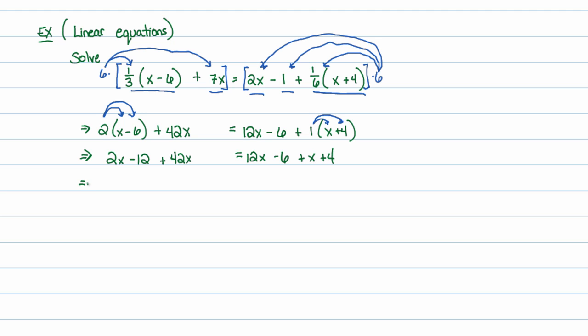Combine like terms on each side. I have 2x plus 42x is 44x minus 12. 12x plus x, that's 13x. Negative 6 plus 4 is a negative 2. And now that each side is clean, I see both sides have variable terms. So I'm going to move them all to the left-hand side. So I'll subtract 13x from both sides to get 31x minus 12 is equal to negative 2. Oops, that's supposed to be a 2, but I accidentally miswrote it.